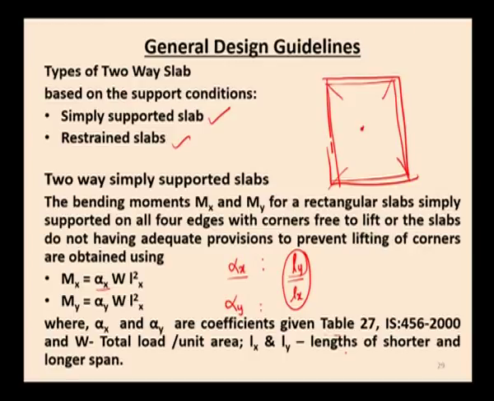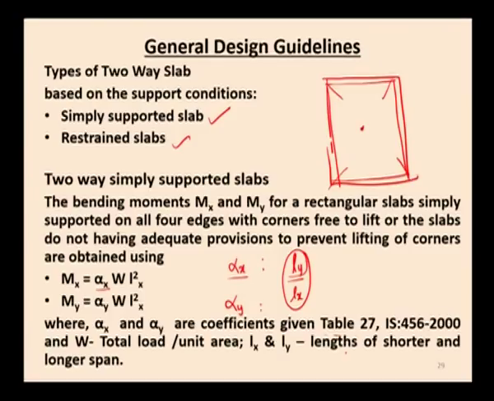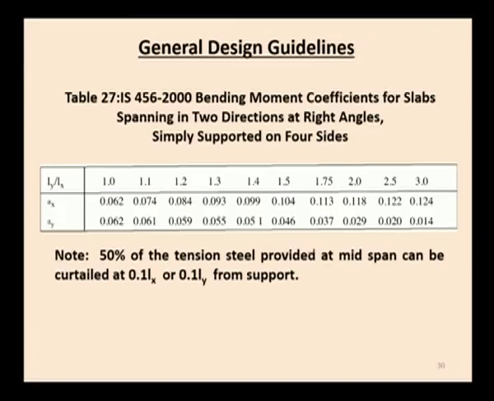So, a simply supported slab is simply resting on the supports, without any adequate provision to prevent the lifting of corners at the supports. There is a separate table used for finding the moments in the case of a two way simply supported slab. This is the table used to find the moment coefficients alpha x and alpha y based on Ly by Lx. This is Table 27.